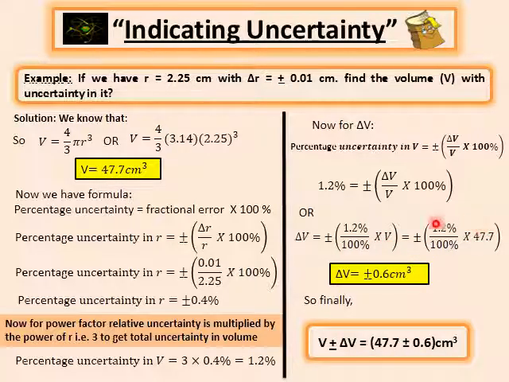Now by putting the complete values, 1.2% divided by 100% into 47.7. Now this is the value of V which we have found here, and this is the value of percentage uncertainty in V which we have found here. So after solving this we have delta V is equal to plus minus 0.6 centimeter cube. So finally we have V plus minus delta V, or volume with uncertainty in volume, is equal to 47.7 plus minus 0.6 centimeter cube.